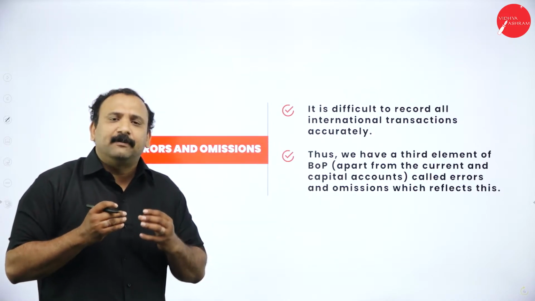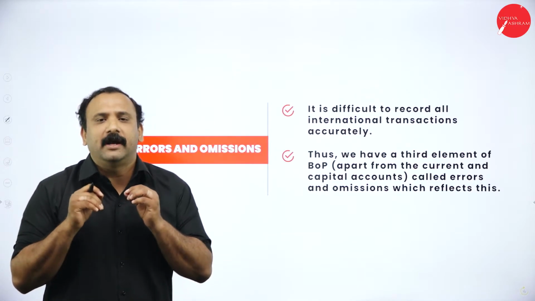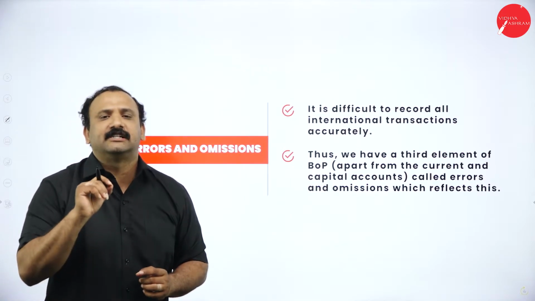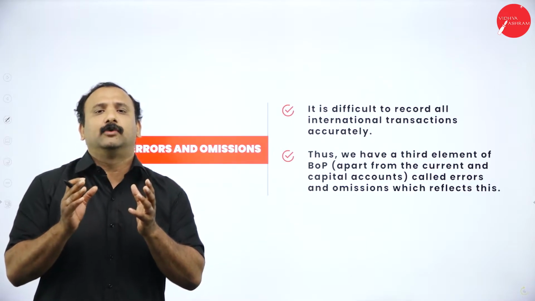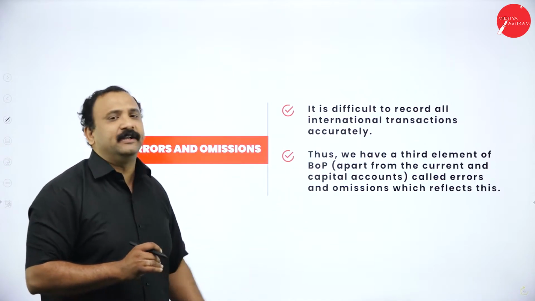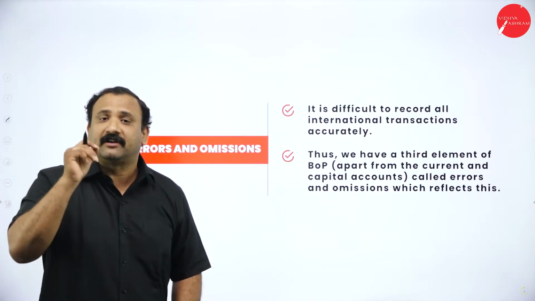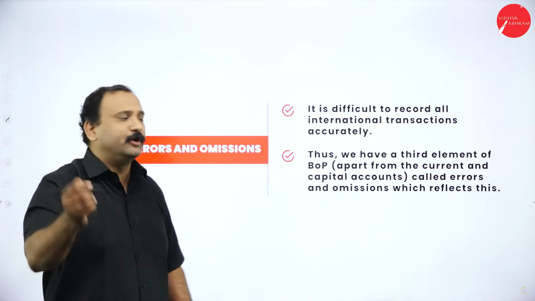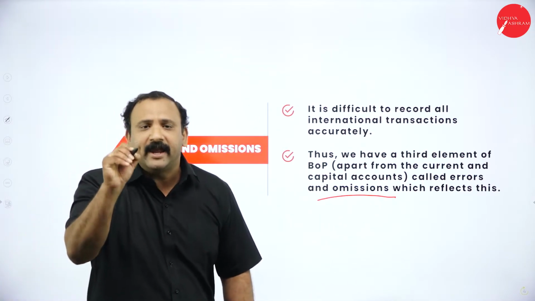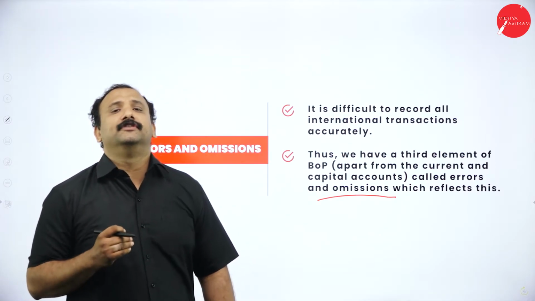Next, we sometimes tend to make mistakes, which is a human error. There might be a possibility where you will see some miscalculations, and some factors might have been missed out in the international trade arena. So we have a third element in the balance of payment, apart from the current and capital accounts, which will reflect these errors and omissions. We are not just going to leave it away, but we are going to make a mark of all these errors and omissions that are missed out in international trade.